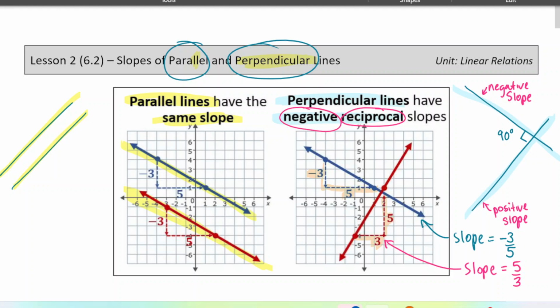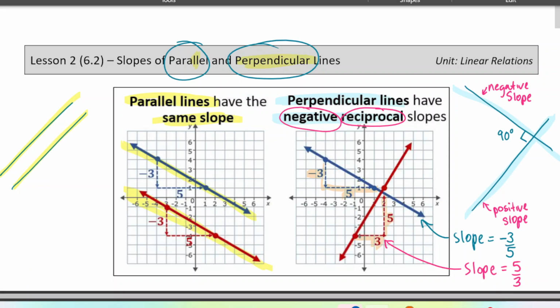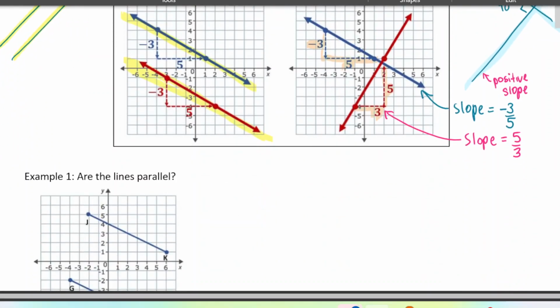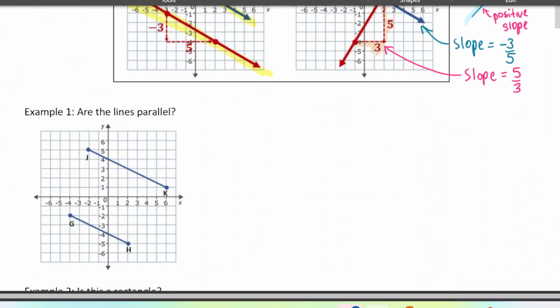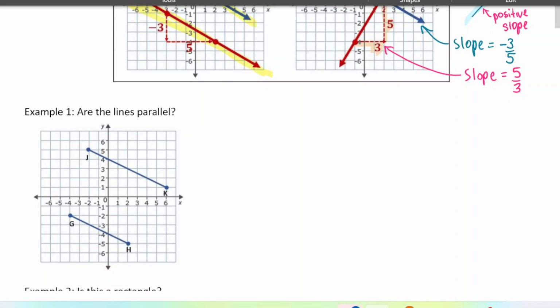Okay, so those are the two main things to remember in this lesson. Parallel lines have the same slope and perpendicular lines have negative reciprocal slopes. Okay, let's have a look at some examples. Here's the first one. Are these lines parallel? So sometimes lines look like they could be parallel, but we're not 100% sure. We can figure out if they're exactly parallel or not by determining the slope.